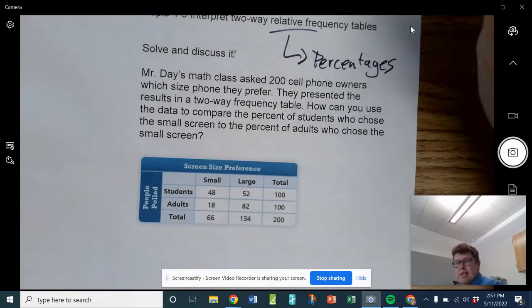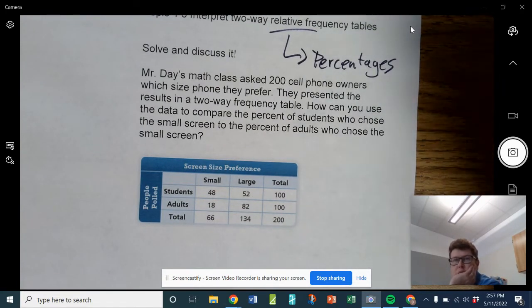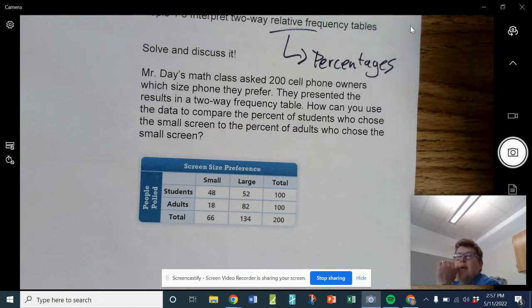So yesterday's math class asked 200 cell phone owners which size phone they prefer. They presented the results in a two-way frequency table. How can you use the data to compare the percentage of students who chose the small screen to the percent of adults who chose the small screen?